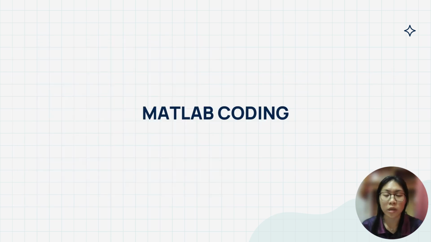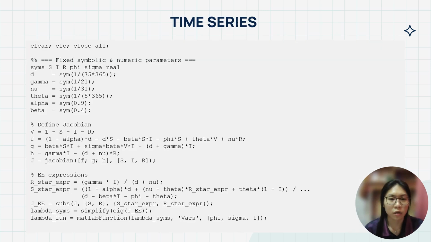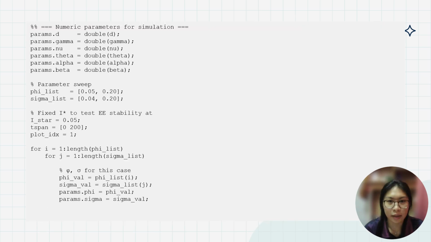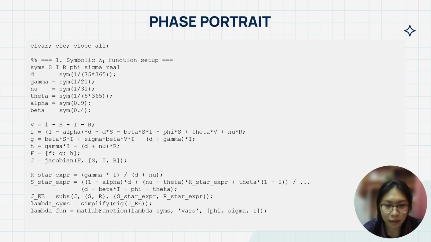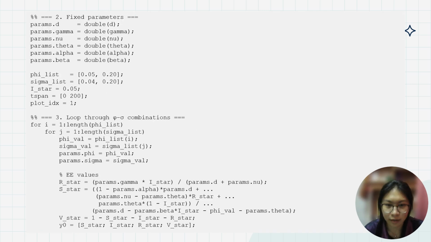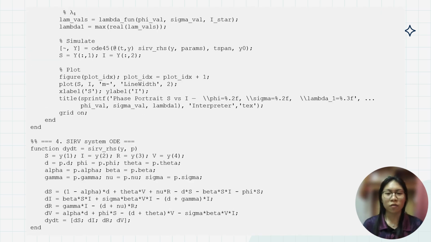Next will be the MATLAB code that we have generated to visualize our time series and phase portrait. Alright, so this is the MATLAB code for the time series, and then this is for the phase portrait. Alright, so that's all for me. Next, I will pass to Wenjing.